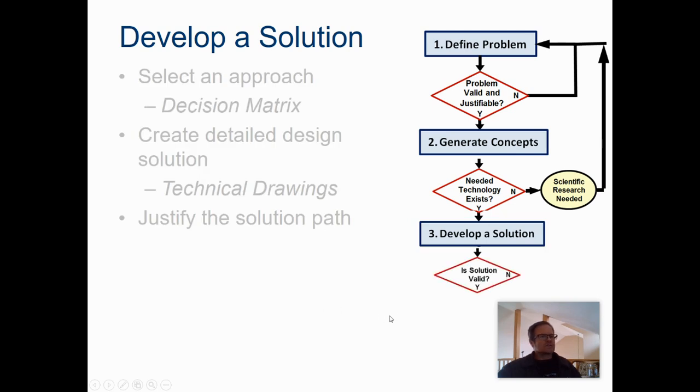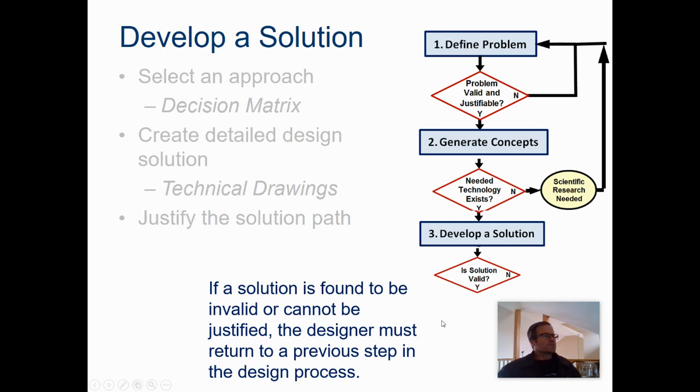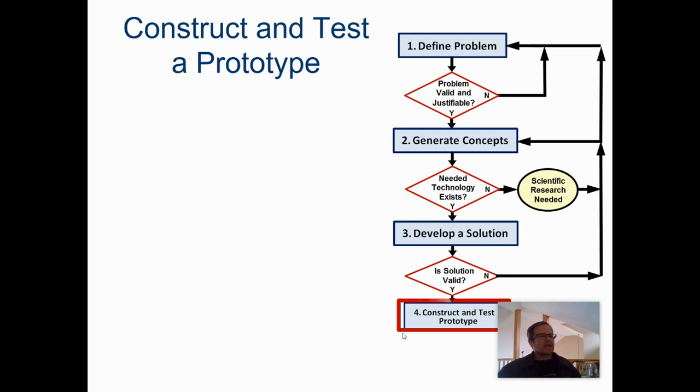So then, once again, after step number 3, you ask the question again, is the solution valid? Can we make technical drawings on this that we think are still going to work? We think it's a possible solution. If a solution is found to be invalid or cannot be justified, the designer must return to a previous step in the design process. So you might go all the way back. You might go back to your concepts again and try a different one. So you might look at your decision matrix. Okay. Now, let's say it is valid, your solution.